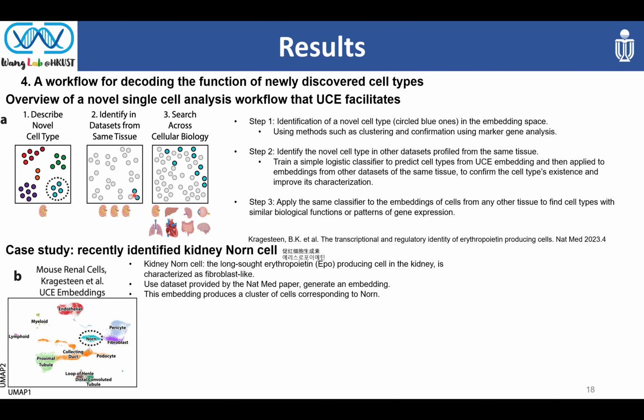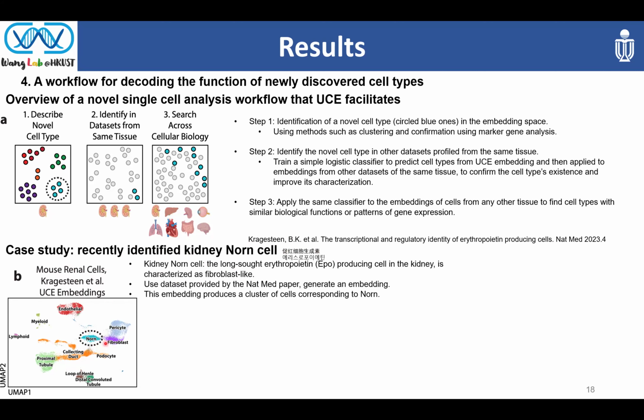And they provide a case study. There is a recently identified cell called kidney neuron cells, identified in April last year. This cell is a long-sought erythropoietin producing cell, and it is characterized as fibroblast-like. They use the data set provided here and use UCE to generate an embedding, and after performing UMAP and assigning the labels, they can see that, oh, neuron cells are isolated.